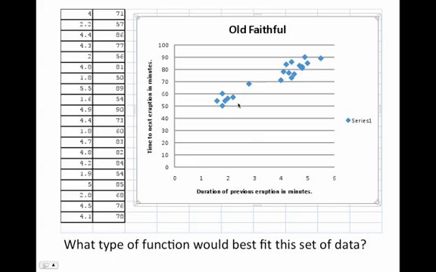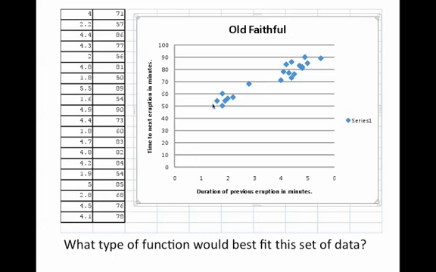I think we would probably all agree that some kind of a line going up through here would be very, very close to all of the data points. Certainly closer than some parabola, cubic, logistic, or other function family.